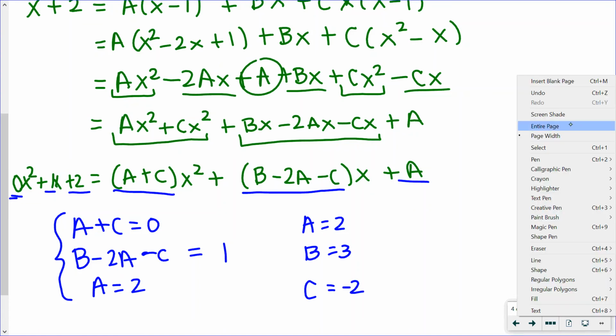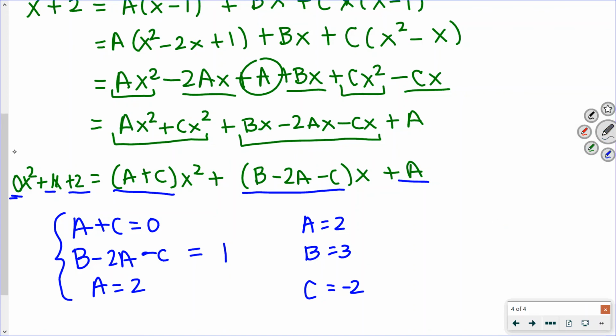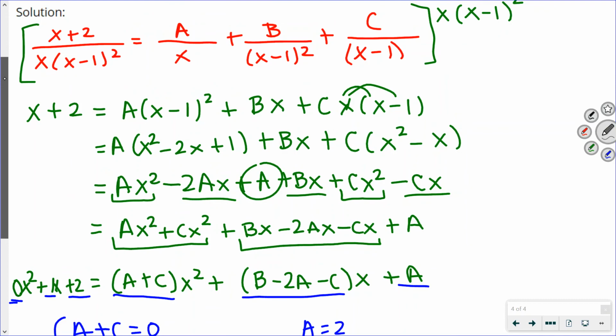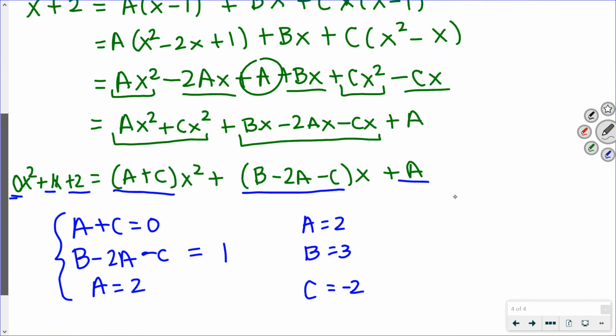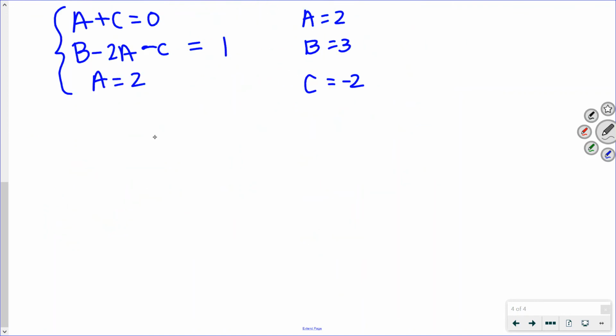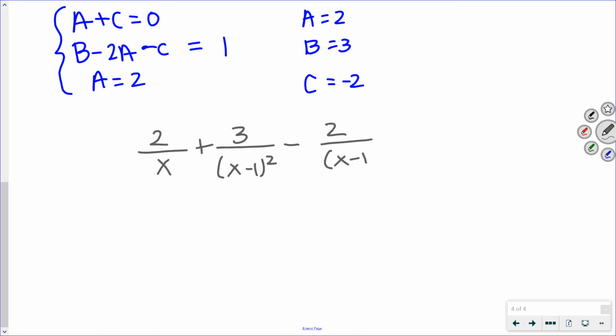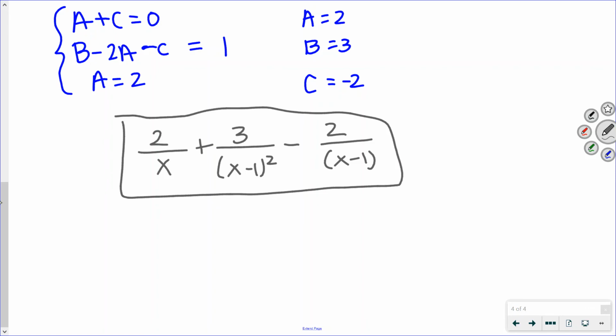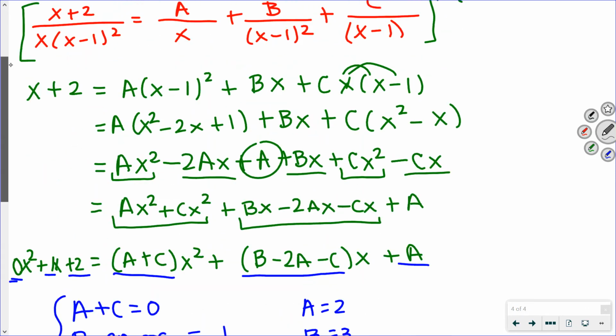So for our final answer, we replace our A, B, and C in our initial equation that we found in our setup up here. We're going to replace A, B, and C with what they actually are. So my final answer will be the expression 2 over x plus 3 over (x - 1)². C is negative, so I'm going to put it as -2 and then over (x - 1). If I were to add these all together, we would end up with exactly what we have up here.